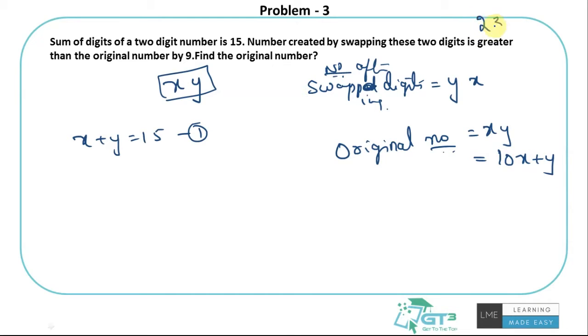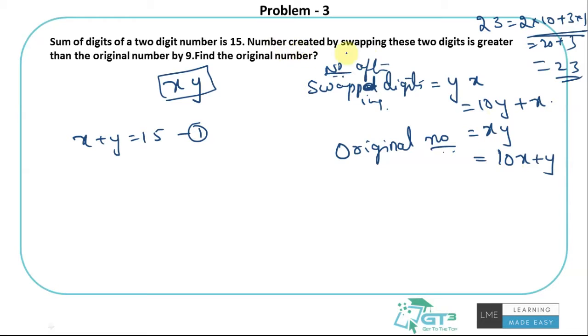What is 23 actually? 2 into 10 plus 3 into 1. So 2 into 10 is 20, plus 3 is 23. That's how you can write it. So x and y are the digits in the tens and units place, so the number is 10x plus y. Similarly, the number after swapping digits will be 10y plus x.